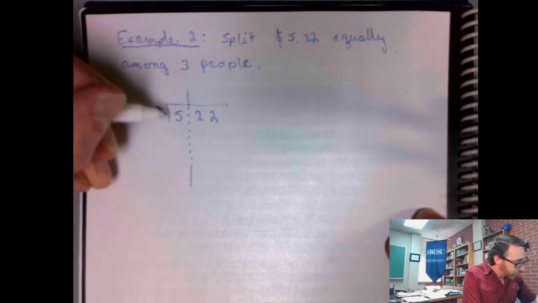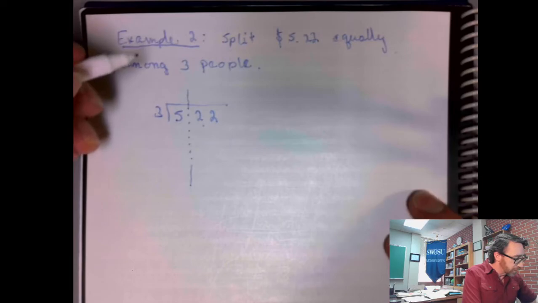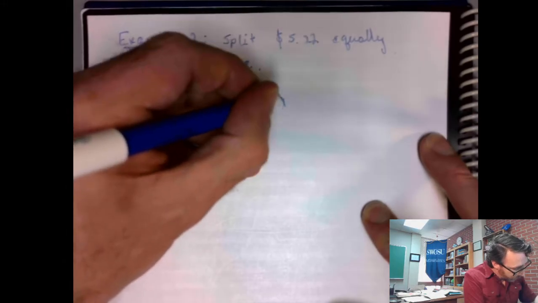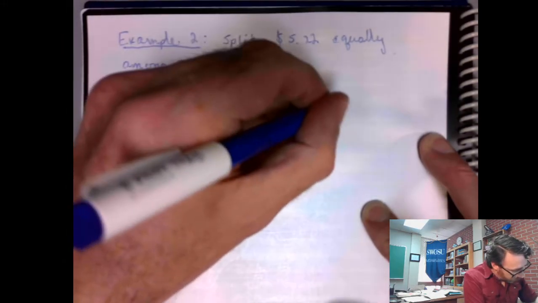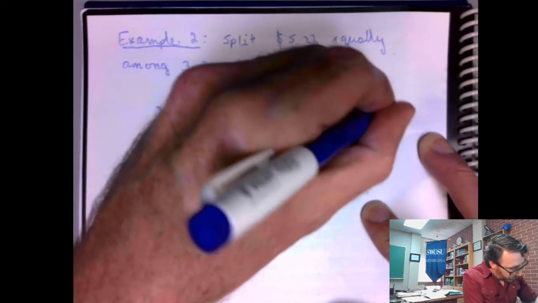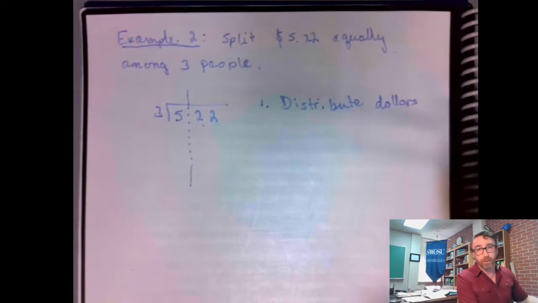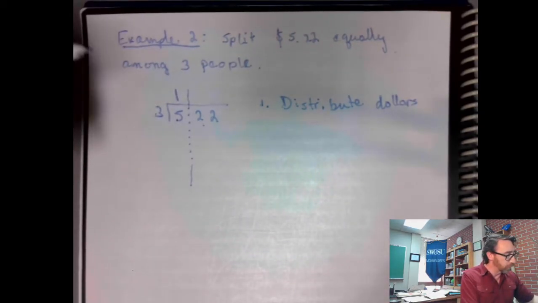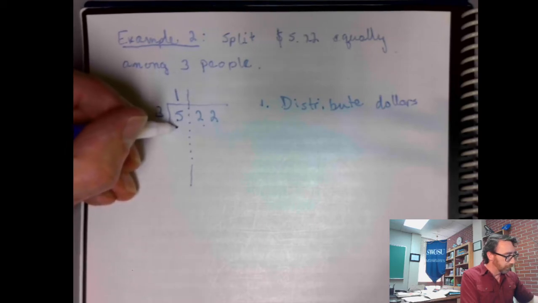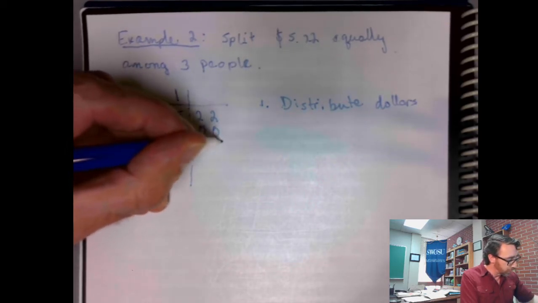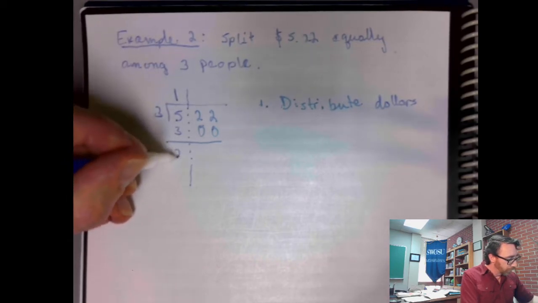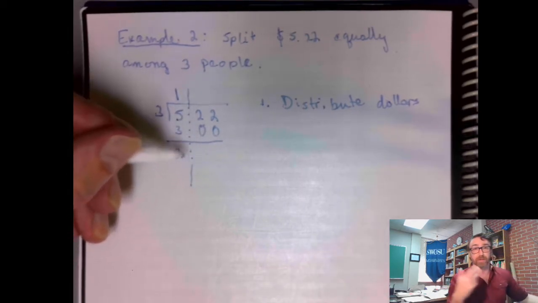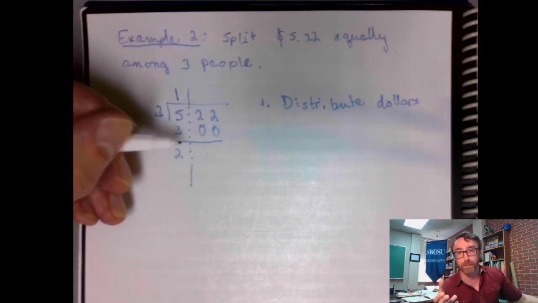So $5.22. Okay, these are the dollars, this is the cents. Okay, so first thing you do, distribute your dollars. Okay, you have $5 to go around, 3 people. So each person gets $1. That means you have distributed $3. So you have $2 left over and 22 cents. So now you're focusing on distributing $2.22.